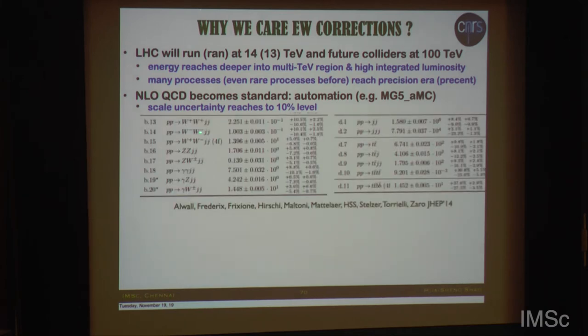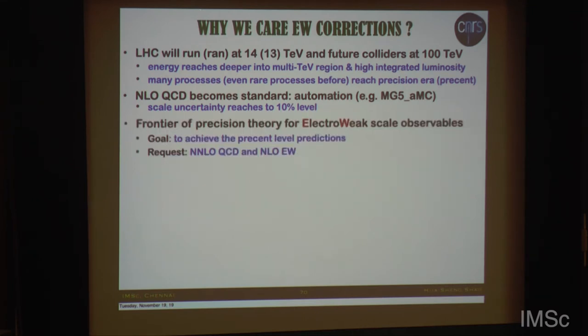So here are a few examples I just took from the MadGraph paper. You will see that typically the scale uncertainty at next-to-leading order is at the 10% level. Some is less, some is more, okay? But the typical value is 10%. So then the next goal is how can I achieve percent level theoretical calculations, right? So then you need a higher order, next-to-next-to-leading order QCD.